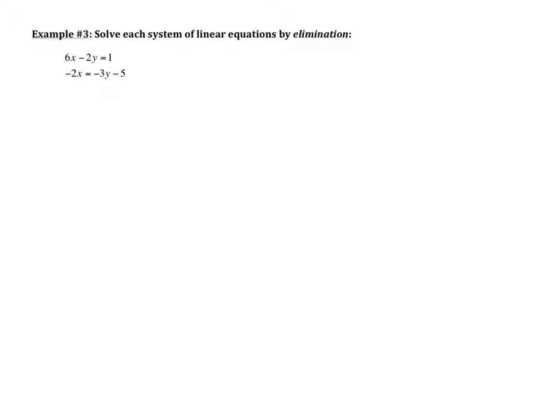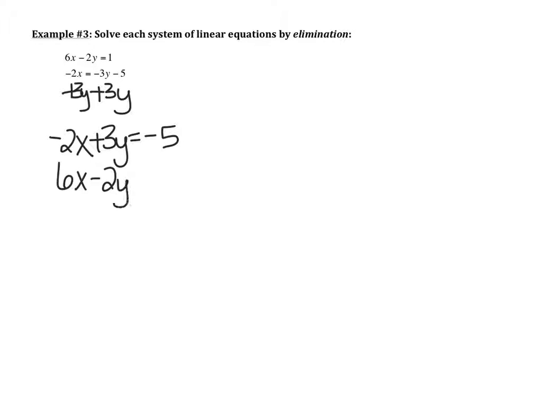So again, our first step is to get everything lined up. So I'm going to add the 3y over so that I get everything lined up. So I'd have negative 2x plus 3y equals negative 5, and then I'll just recopy the top equation so that I can see the two equations working together more easily. So let's see what's going to be the easiest. I see that 2 goes into 6, so it would probably be easier to make opposites between the negative 2 and the 6. The 2 doesn't go into the 3, so I'm going to choose to eliminate the x's first.